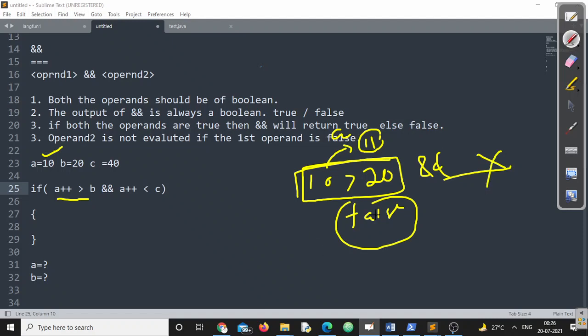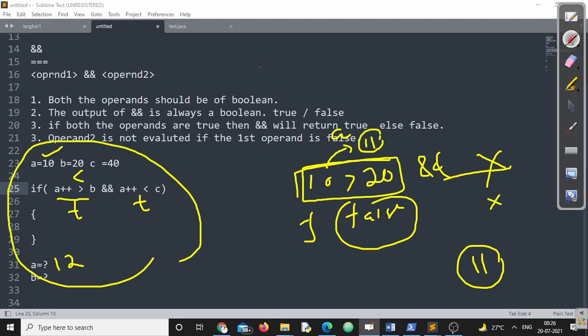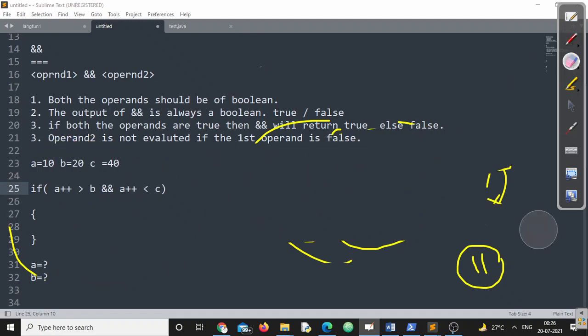That means the value of A will now be how much? 11. But in the previous case, the value was evaluated to 12, because with less than, the first one is true, so the second one is evaluated. If the first one is false, the second one will not be evaluated. You can happily get a proof from this point. If you want to cross check, we can also do that. Let us cross check.